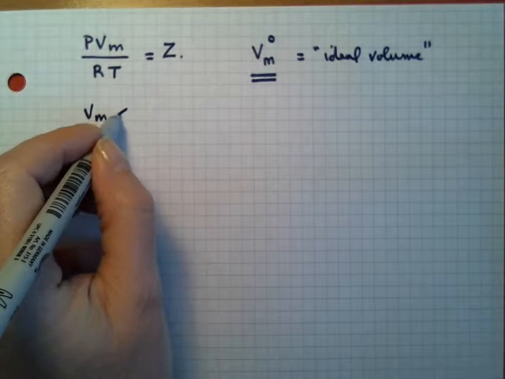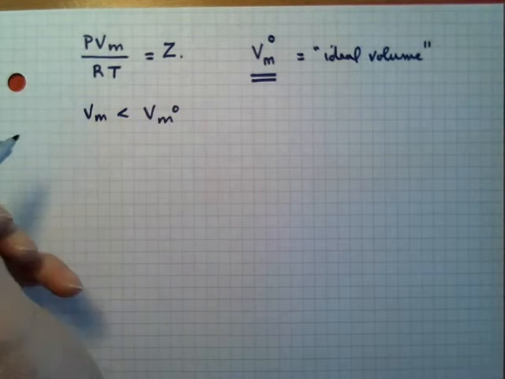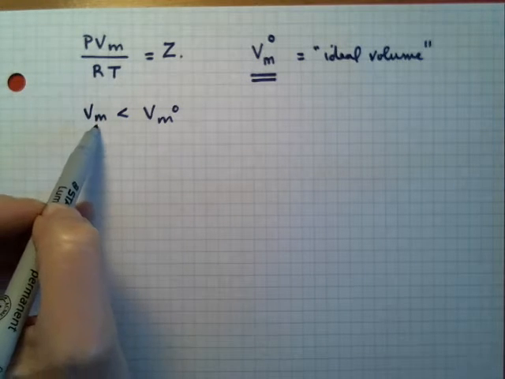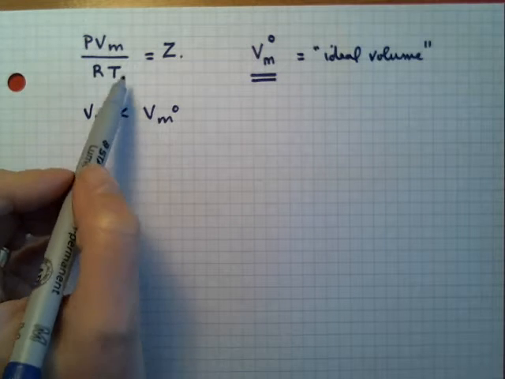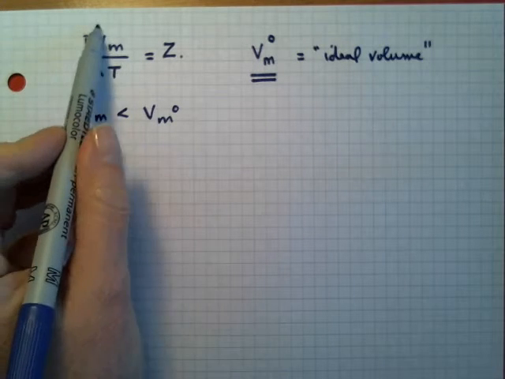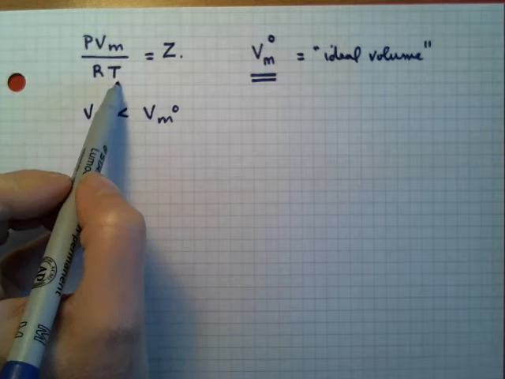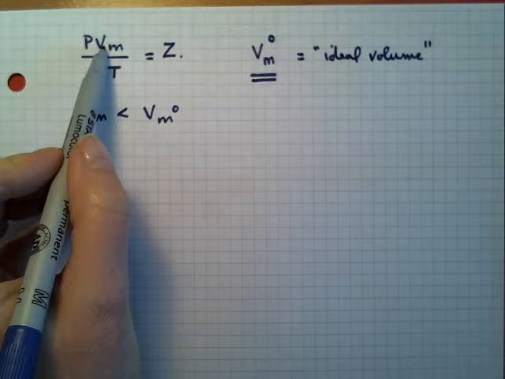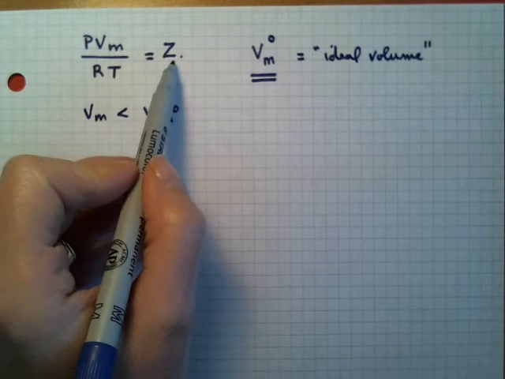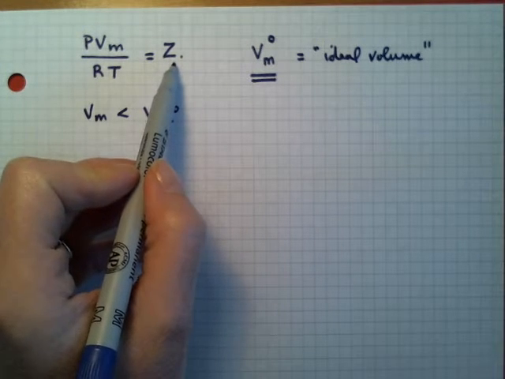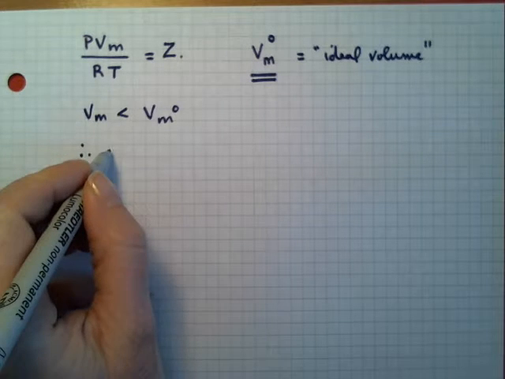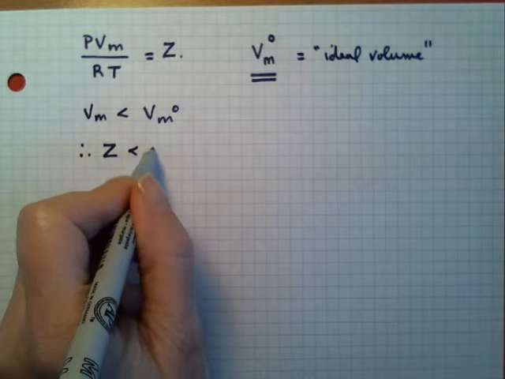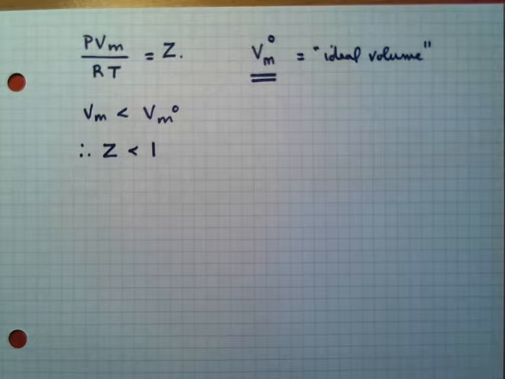Vm would actually be a little bit less than what's predicted. So what effect does that have on this equation here? If this is a little bit less than predicted, then this value is going to be a little bit less than predicted because the molar volume is on the numerator. And ideally, Z is equal to 1. So therefore, for a gas that has net attractive forces, Z is going to be less than 1 under those conditions.